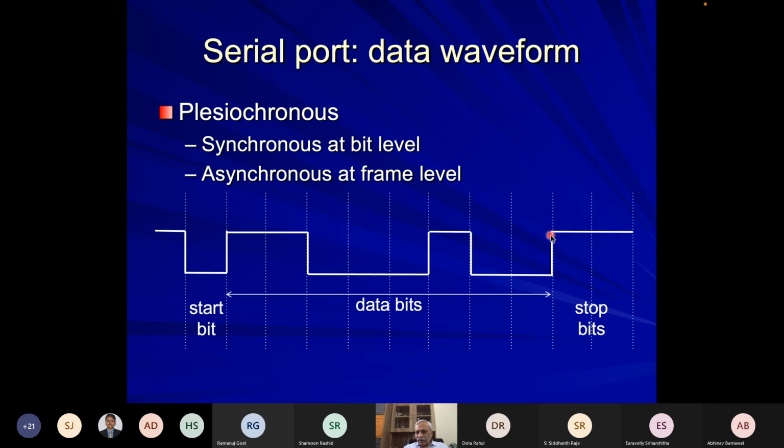So the stop bit ensures that before the next transmission, the wire is at high level, at least for 1 cycle. In general, one could agree upon multiple stop bits, 1 stop bit or 2 stop bits. So this indicates actually a gap between 2 pieces of data.